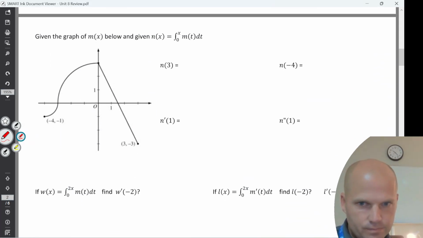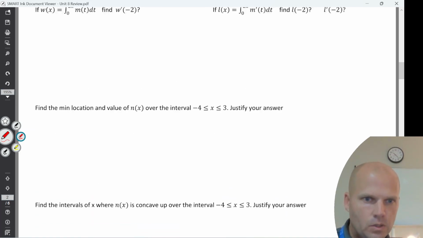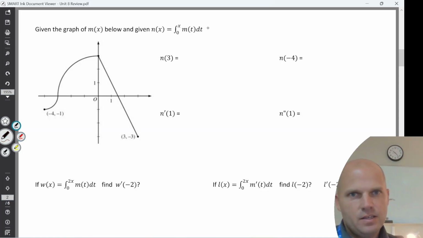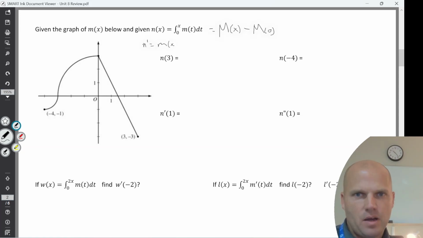Changing it up. Cool. N's and M's. Making sure you guys are ready to adjust and adapt. N of x could equal super M of x minus super M of 0. N prime equals regular M of x minus 0. And N double prime equals M prime.